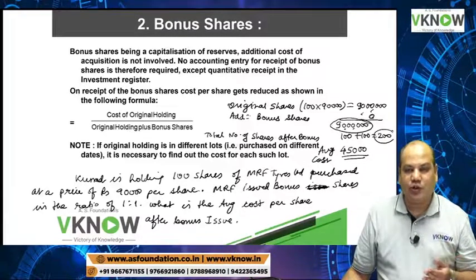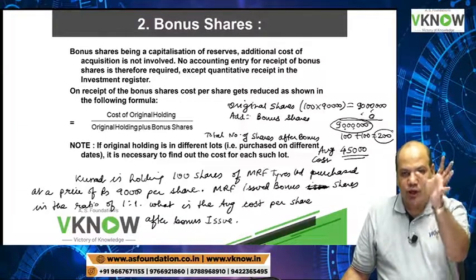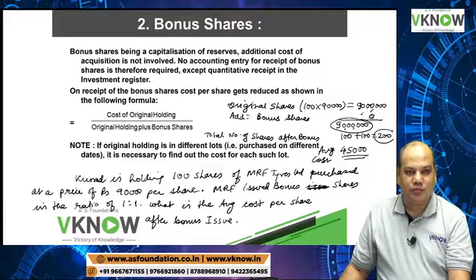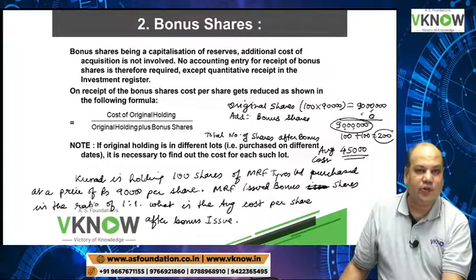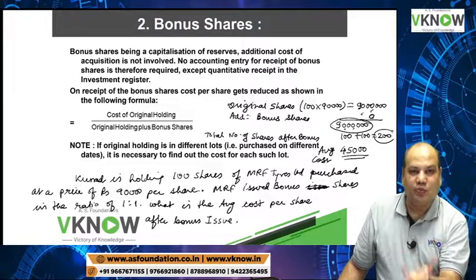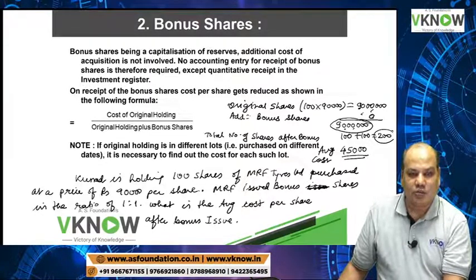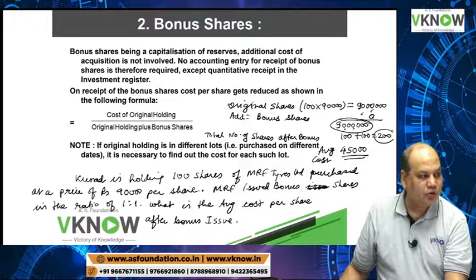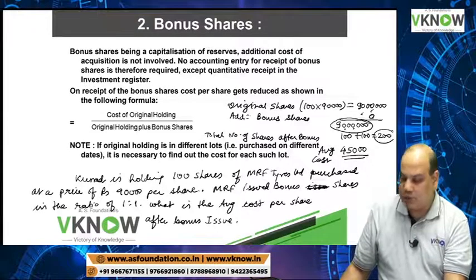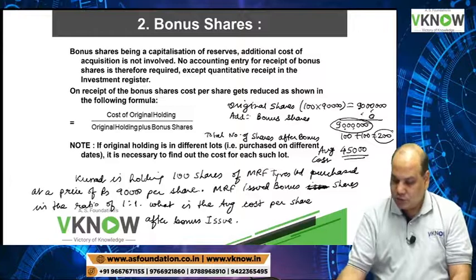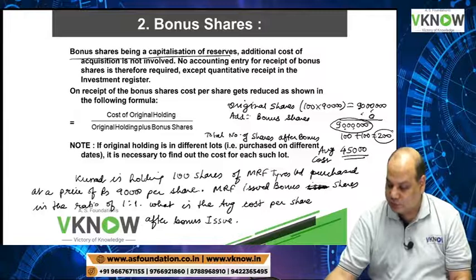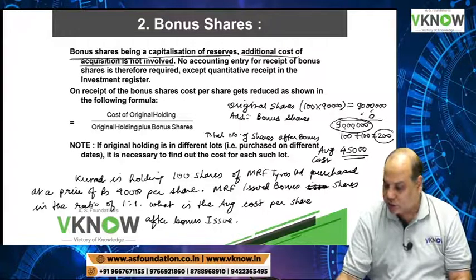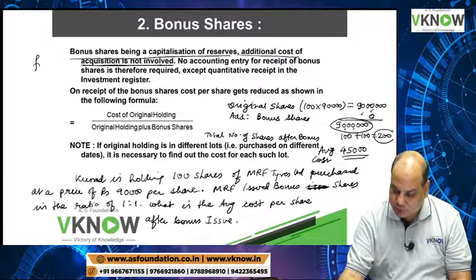After the bonus shares are issued, the average cost goes down because the company's number of shares only increases. You can see in this example also, your number of shares has increased, but total cost has not changed. So average cost per share will fall. Okay. So bonus share is a capitalization of reserve. Additional cost of acquisition is not involved. It is free of cost.